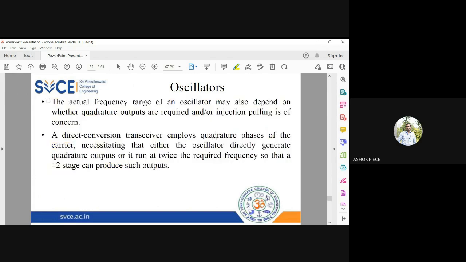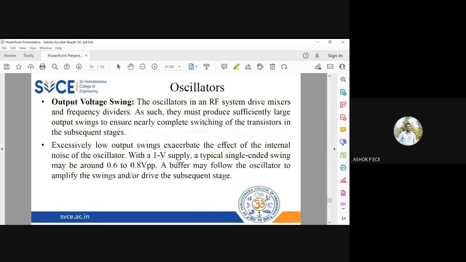The actual frequency will depend on the various issues which are happening inside the oscillator, and a direct conversion transceiver will involve just one IF, right? So we are going to operate only at one intermediate frequency. A direct conversion transceiver will employ quadrature phase angle, so you will have in-phase and quadrature phase, sine and cos, in the receiver architecture.